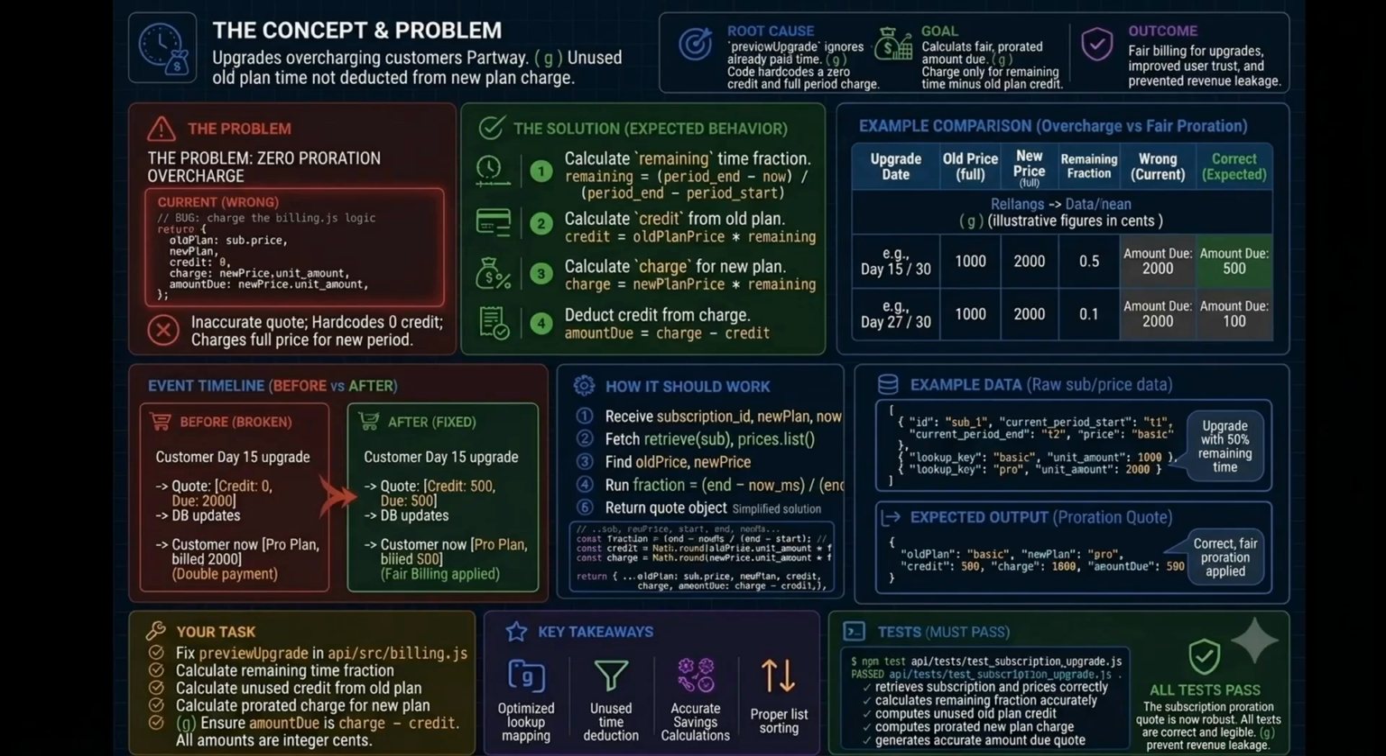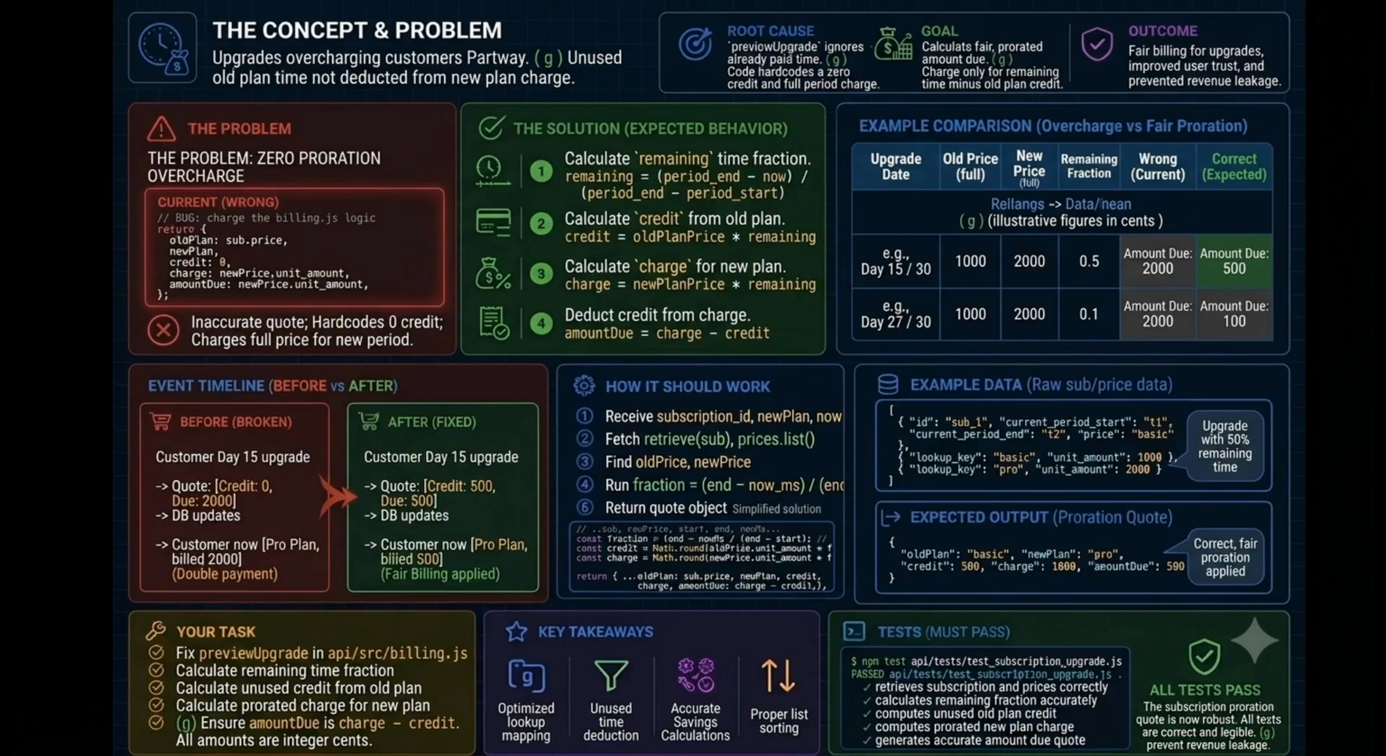Hey everyone, welcome back. Today we are tackling a classic and highly important billing challenge, subscription proration. Right now, when a customer upgrades their subscription partway through a billing cycle, they are currently being massively overcharged. The system blindly charges the full price of the new plan and offers zero credit for the unused days they already paid for on their old plan.